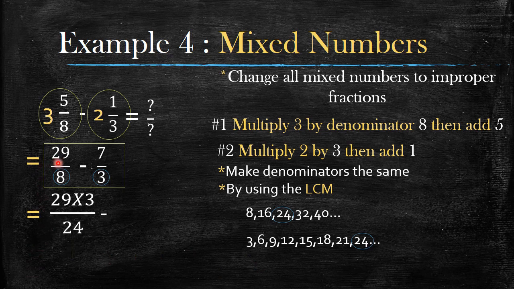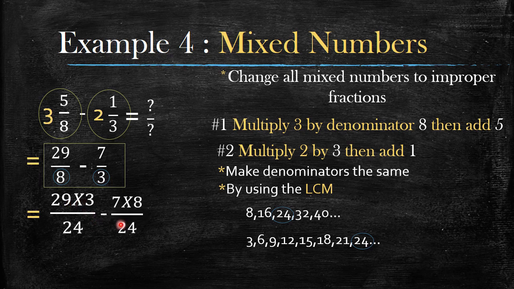Now, given that 24 is the lowest common multiple, we get 29 times 3 over 24. Why is it 29 times 3? Let's look at the multiples of 8. How many numbers does it take to get to the LCM? 1, 2, 3. That's why it's 29, which was the numerator, times 3.